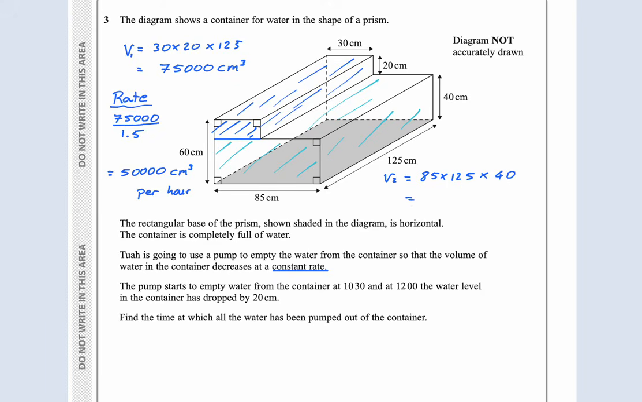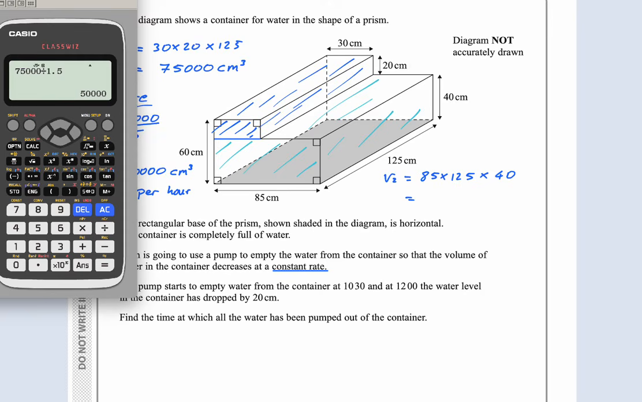By the way, guys, these are for the first 3 questions. This is pretty hard, but sometimes that means the last questions are easier, so don't panic. Times 40. Okay, 425,000.